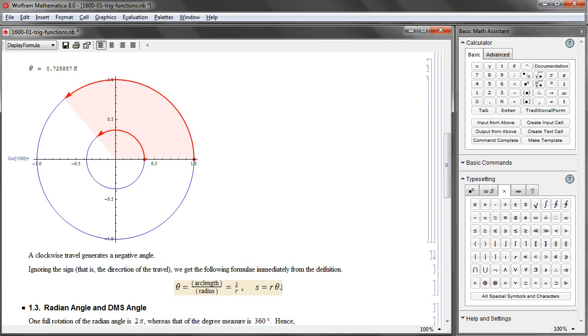By the way, the fallout of that observation is this. Ignoring the sign, angle theta is given by arc length over radius. So arc length is r times theta.